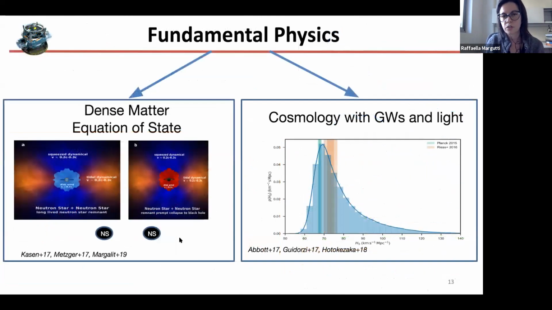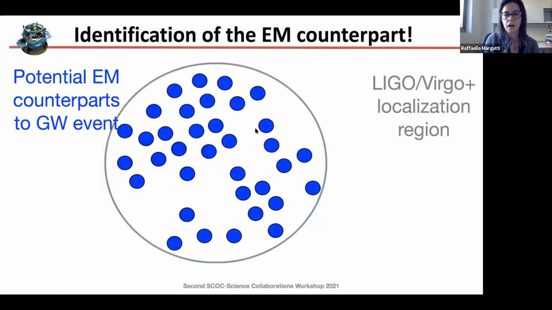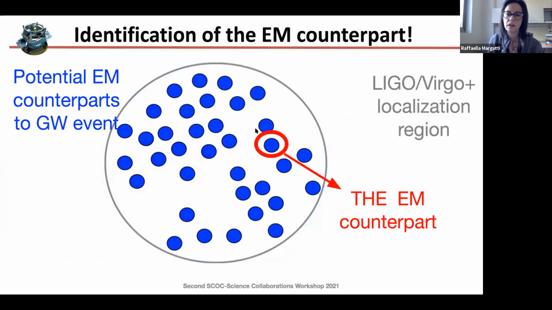So this is just one side of the game. With these very same observations, we could also learn about fundamental physics. Here, what I'm thinking about is learning about the end state, the end product of these mergers, which is a way to constrain the equation of state of dense matter, but also cosmology. If we don't care about dense matter, some of you might care about cosmology. That's also another independent way to maybe solve that puzzle. All of this relies on one thing, which is to find that EM counterpart.